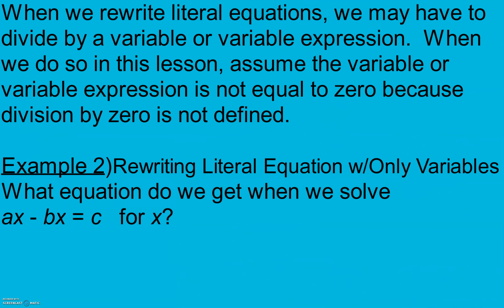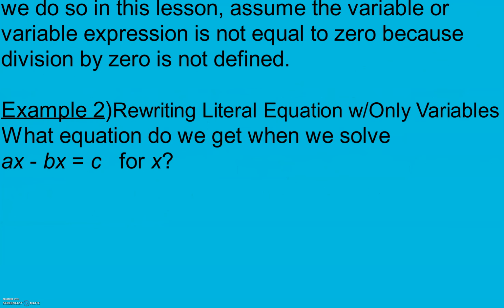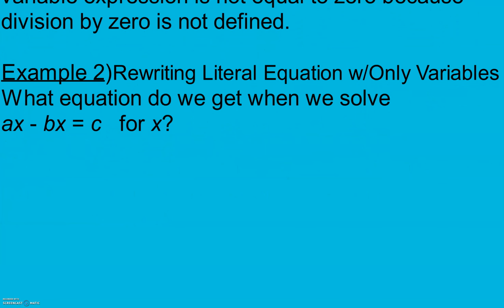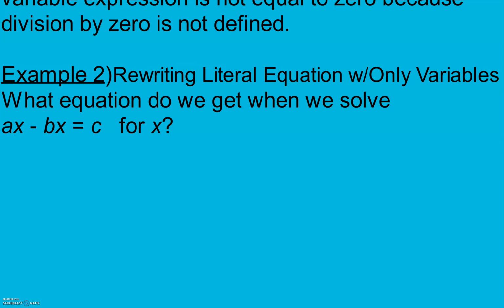When we rewrite literal equations, we may have to divide by a variable or variable expression. When we do so in this lesson, assume the variable or variable expression is not equal to 0, because we can't divide by 0, so we have to make sure that we're not trying to do that. So we're just going to assume that whatever we're dividing by is not 0 for now. So in example 2, we're going to solve ax minus bx equals c for x. So I'm going to go through and circle all my x's, or box in all my x's.